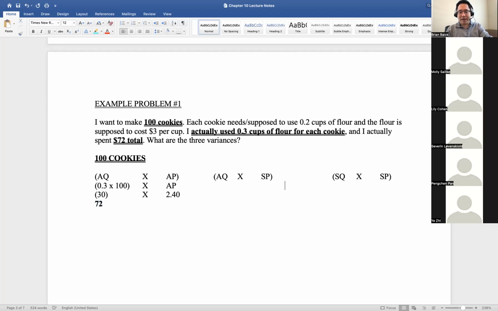Okay, let's do the right side, and then we'll do the middle part last because that makes it easier. What's the standard quantity? Standard quantity means how much you are supposed to use. How much flour am I supposed to use if I make 100 cookies? 0.2 is for each cookie, right? So I'm not going to put 0.2. That's not the answer. Standard quantity means to make 100 cookies, how many cups of flour do I need to use?